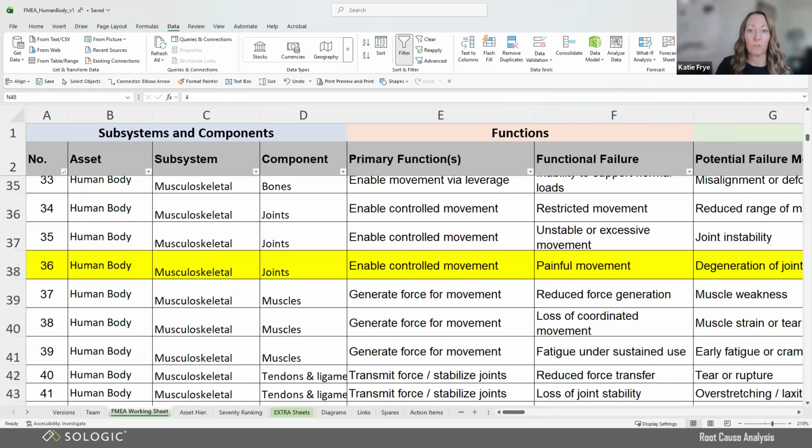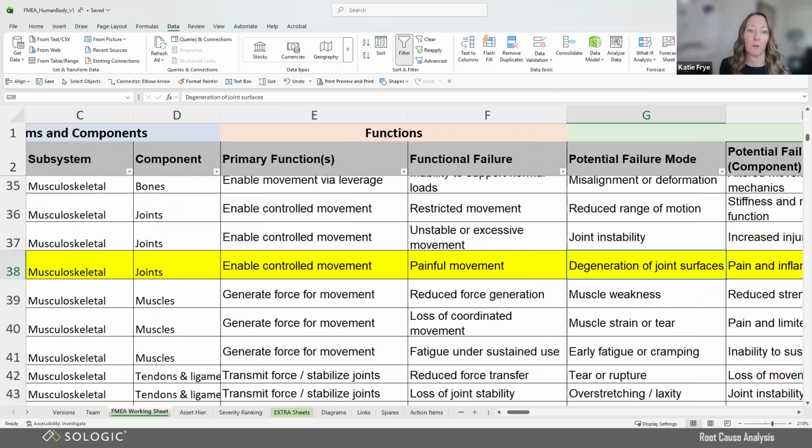So this one we're going to do joint degradation. This is where FMEA becomes really powerful. The system here is the musculoskeletal. The component is the joints. The function of the joint is to allow smooth and controlled movement between bones. The functional failure is reduced joint mobility or painful movement.